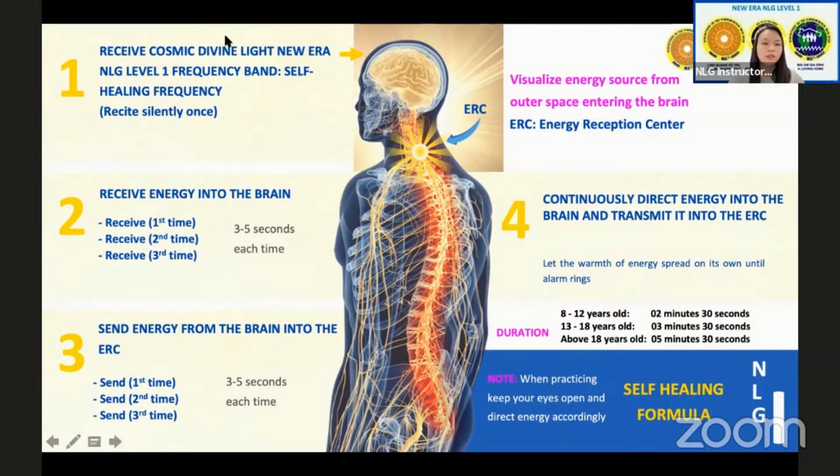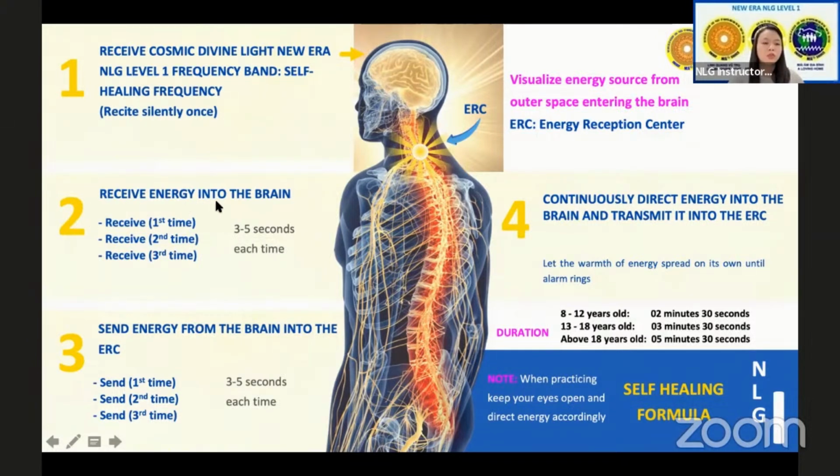So step 1, think about this as a command. Make sure that you understand exactly what it is that you're doing, and also for the cells in your body to know exactly what it is that you ask them to do. So step 1: Receive cosmic divinized new era energy level 1 frequency band, self-healing frequency.